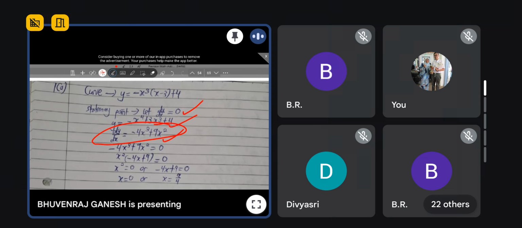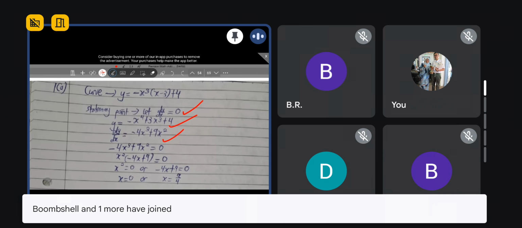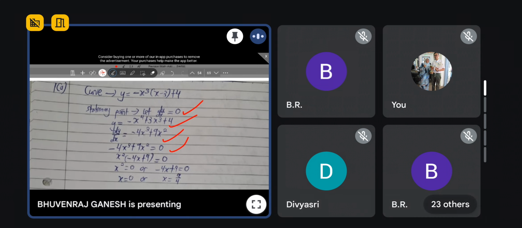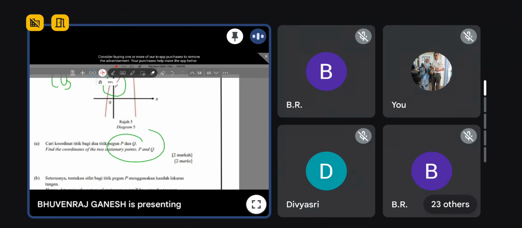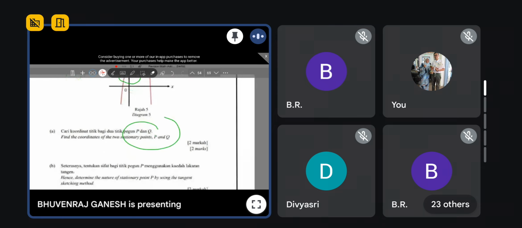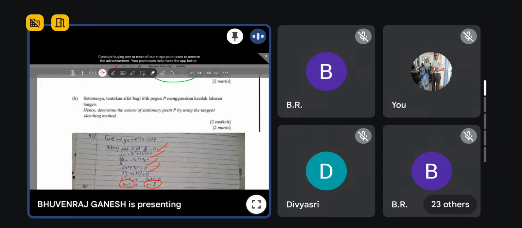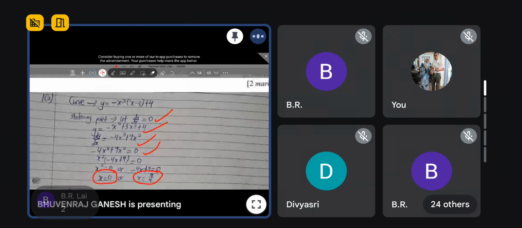Then the step is dy/dx equal to 0, to find the stationary point. Untuk cari titik pegun, kamu kena bagi dia sama dengan kosong. Then you can solve to get your 2 x values. Guys, between these 2 x values, which one belongs to P? Mana satu adalah coordinate P? Can you all predict based on this diagram? Which one belongs to coordinate P, 0 or 9/4?